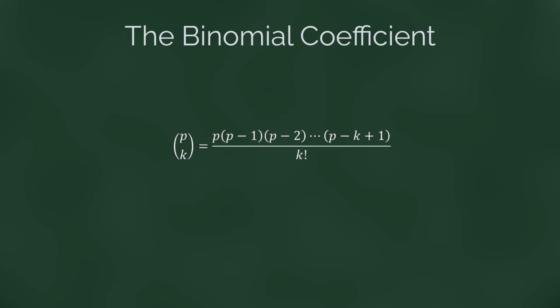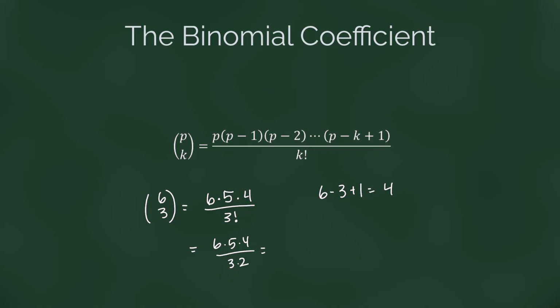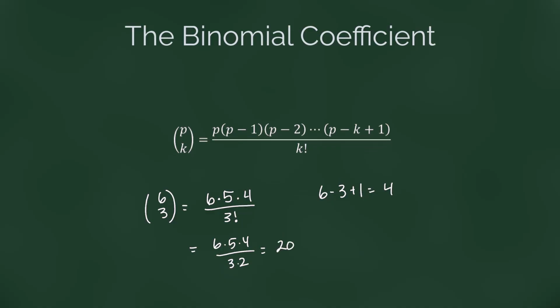Let's try out this coefficient for a few examples. Let's start with an example that involves integers. So let's look at 6 choose 3. We know that our denominator is going to be 3 factorial. Our numerator is going to be 6 times numbers smaller than 6, all the way down to the last number, which is 6 minus 3 plus 1, which is 4. So our numerator is just 6 times 5 times 4. So when we solve that out, we get 6 times 5 times 4 over 3 times 2, which is 20.